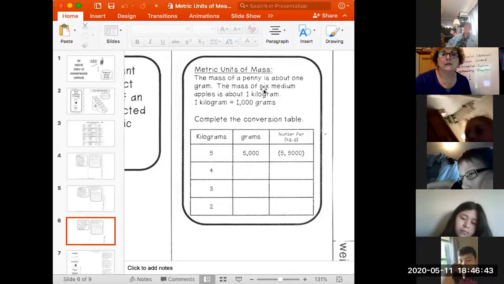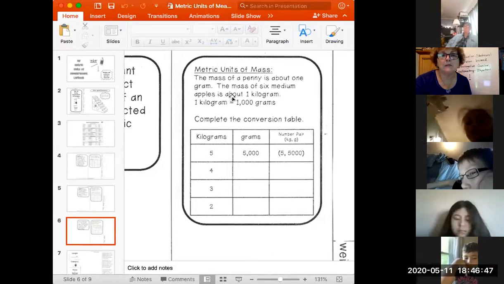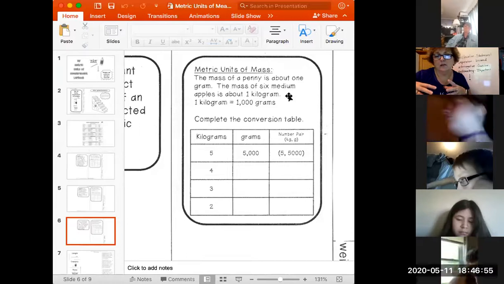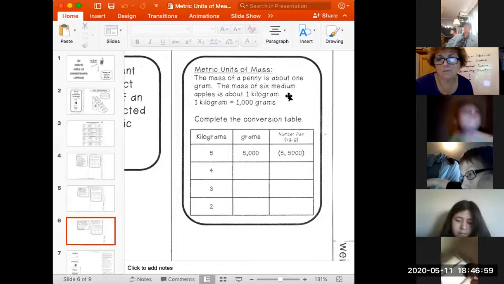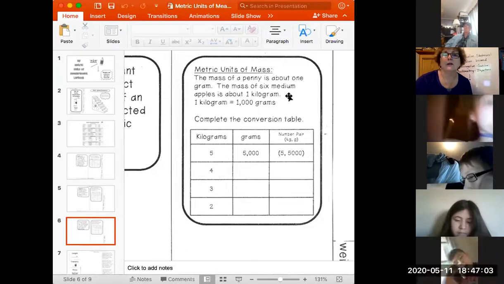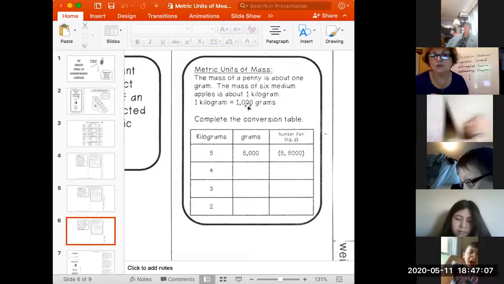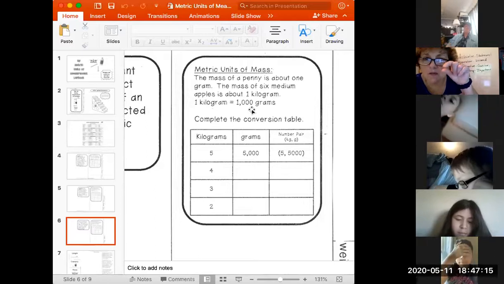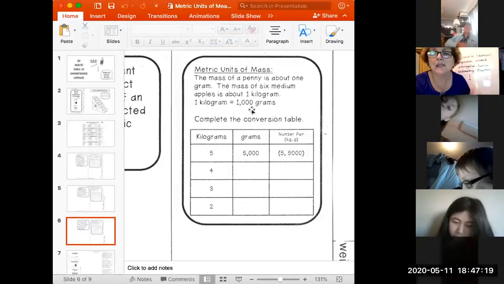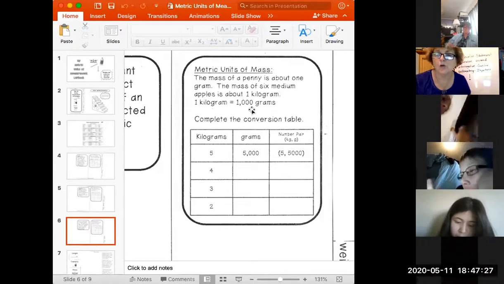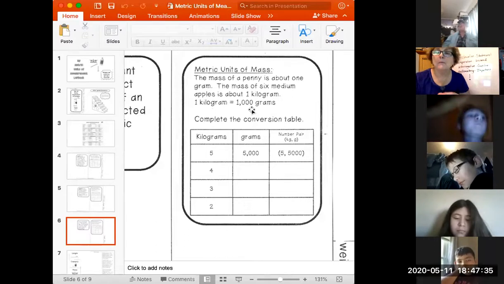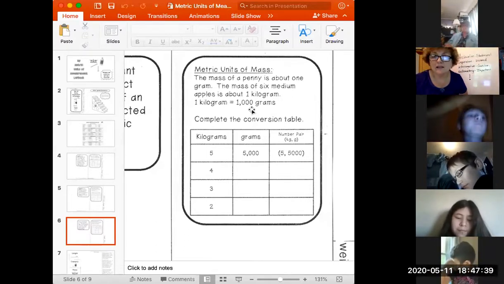All right. It says the mass of 6 medium apples is about 1 kilogram. So if you have a bag of apples and it's got 6 apples in it, is that going to be extremely heavy or just a little bit heavy? A little bit heavy. So it takes, right here, you see this says 1,000? It takes 1,000 grams, 1,000 of those little tiny weights to equal up to 1 kilogram. So 1 kilogram is not going to be too heavy for you to hold, but it's not going to be so light as a penny.